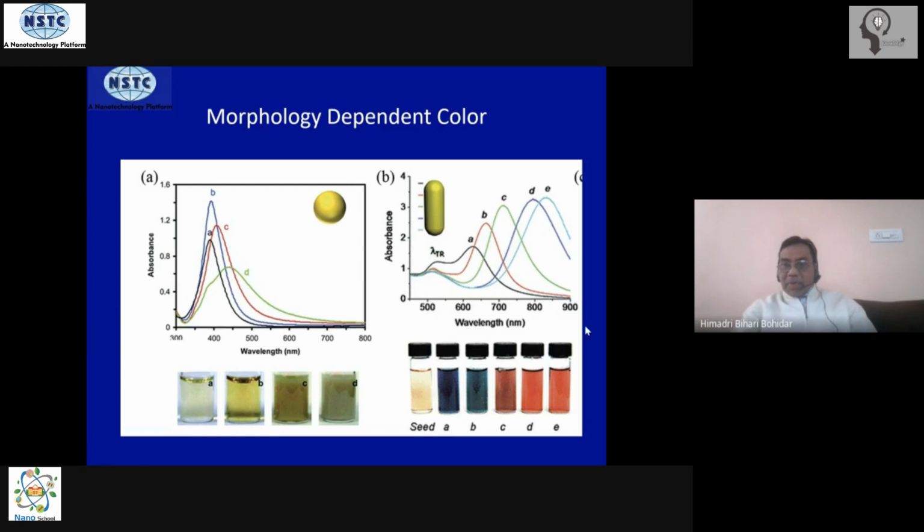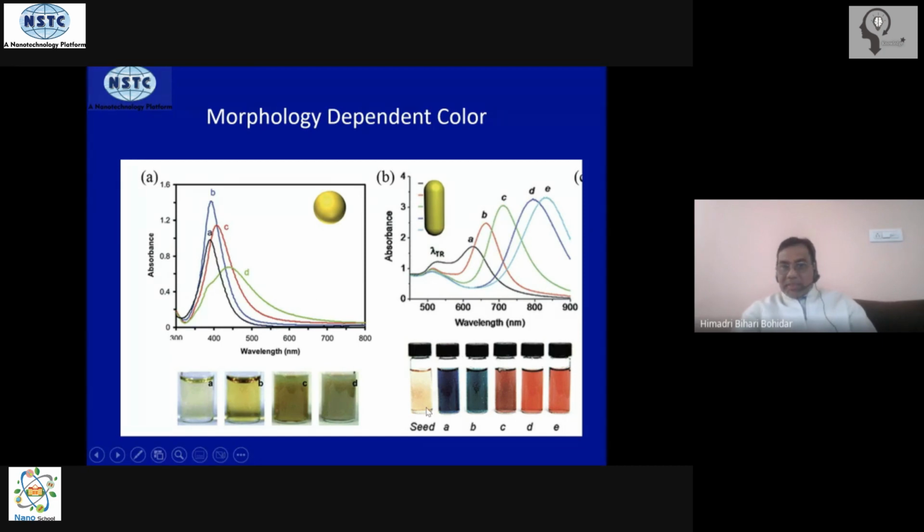Therefore, at 850, this is very close to infrared. After 700 nanometers, you start touching near infrared. The color will be red, very dark red here. And you increase, decrease, and you go from E to A by changing the asymmetry of the particle, becoming more and more asymmetric. Then you see the color changing from red to almost blue here. And this seed particle is basically the spherical particle here.